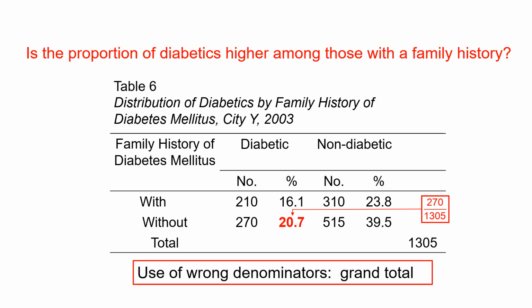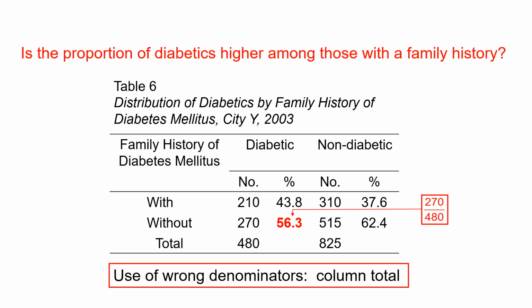The use of the grand total as the denominator will give 20.7%, which is obtained by dividing 270 by the grand total 1,305. But 20.7% is the proportion of diabetics without a family history among the general population. If the column total is used as the denominator, it will generate 56.3% as the answer, which is obtained by dividing 270 by 480. But 56.3% is the proportion of those without a family history among those with diabetes.